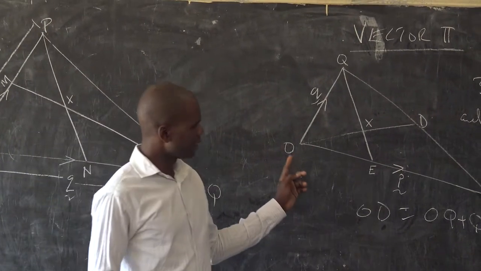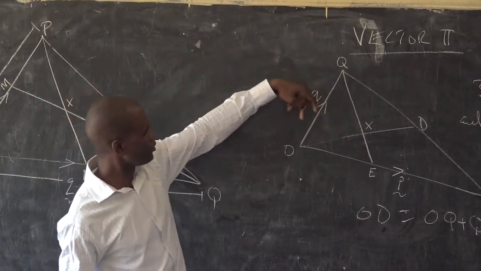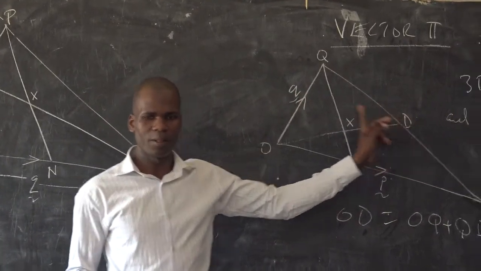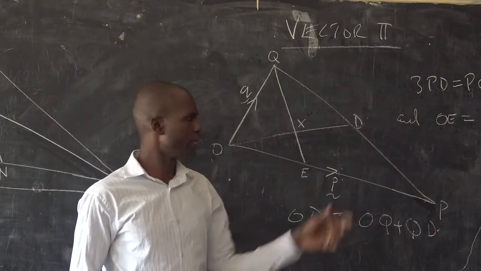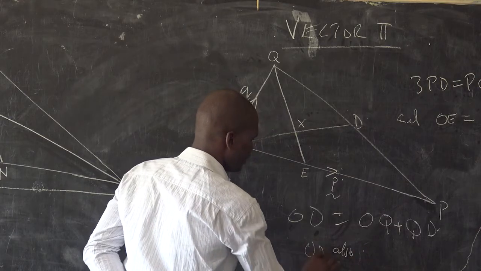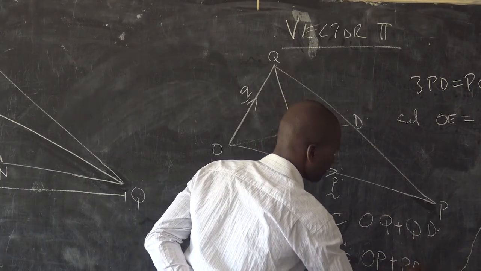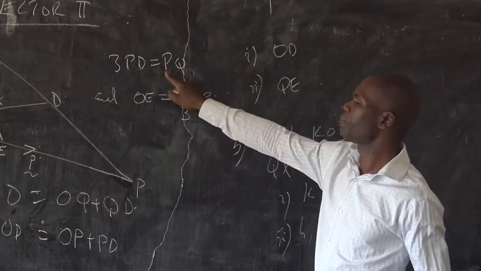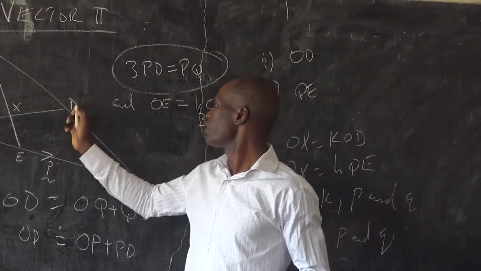Now, another way we can move from O to D. We can follow the upper way, that is OP, then PD. At the end of the day, the value will be at D. So also, OD equals to OP plus PD. Now, there's something we have been given here, that 3PD equals to PQ. So first of all, you have to analyze this to see where D is.